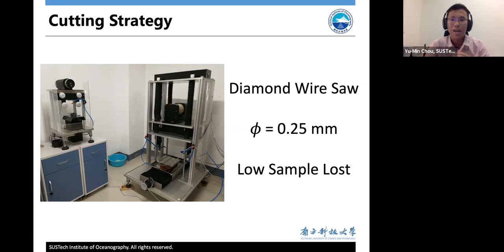Here I'm going to show you a new machine called a diamond wire saw. It uses a diamond wire, and the diameter of the diamond wire is about 0.25 millimeters, so the wire is very thin. During cutting, the sample loss will be just about 0.3 millimeters. You can reduce the sample loss during your cutting process.